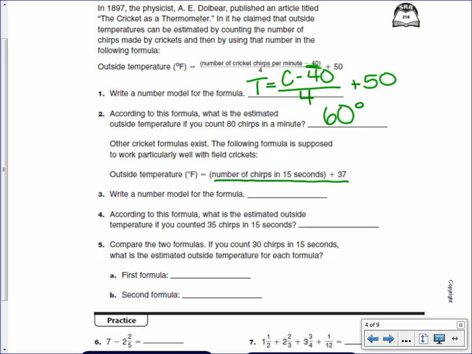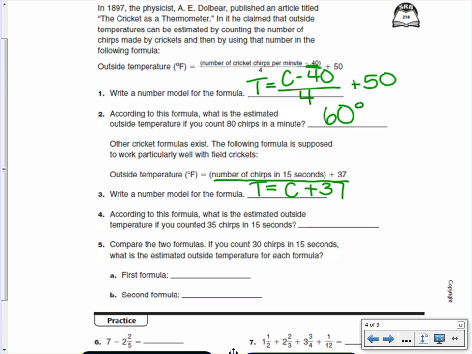What's a formula or an expression or a number sentence we could use to write that? T, so the outside temperature is going to equal what? We're not going to write number of chirps in 15 seconds. We're going to write C. We'll use a C. Shouldn't we do FC? No, only one letter. Good question. And that's it.